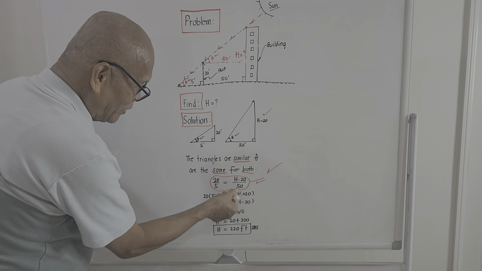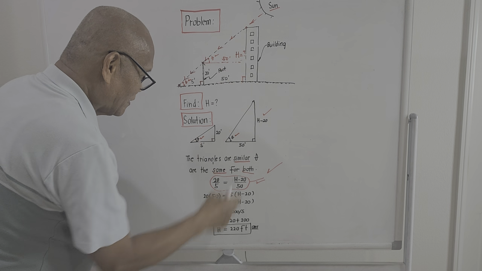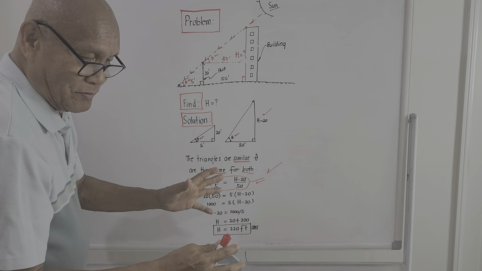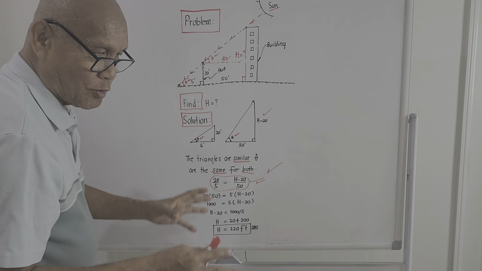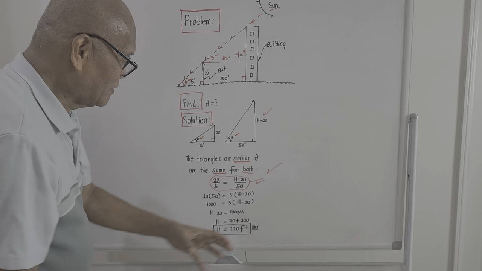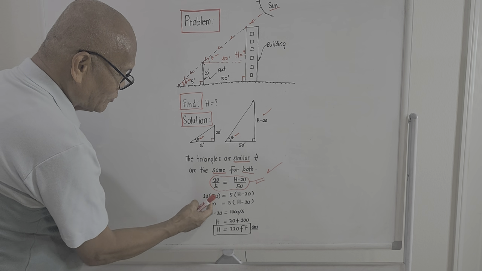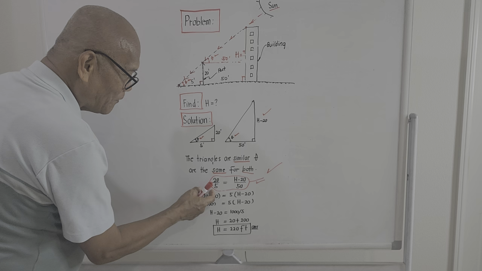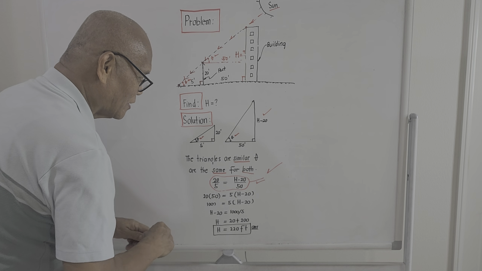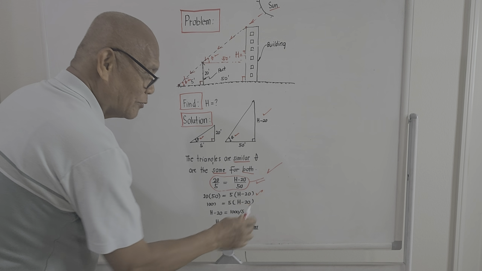There is only one unknown. It's capital letter H, the height of the building. So this is now where our knowledge of algebra will come out again. Okay, we cross multiply. 20 times 50 should be equal to the product of 5 times the quantity h minus 20. Right? Simplification. We cross multiply.